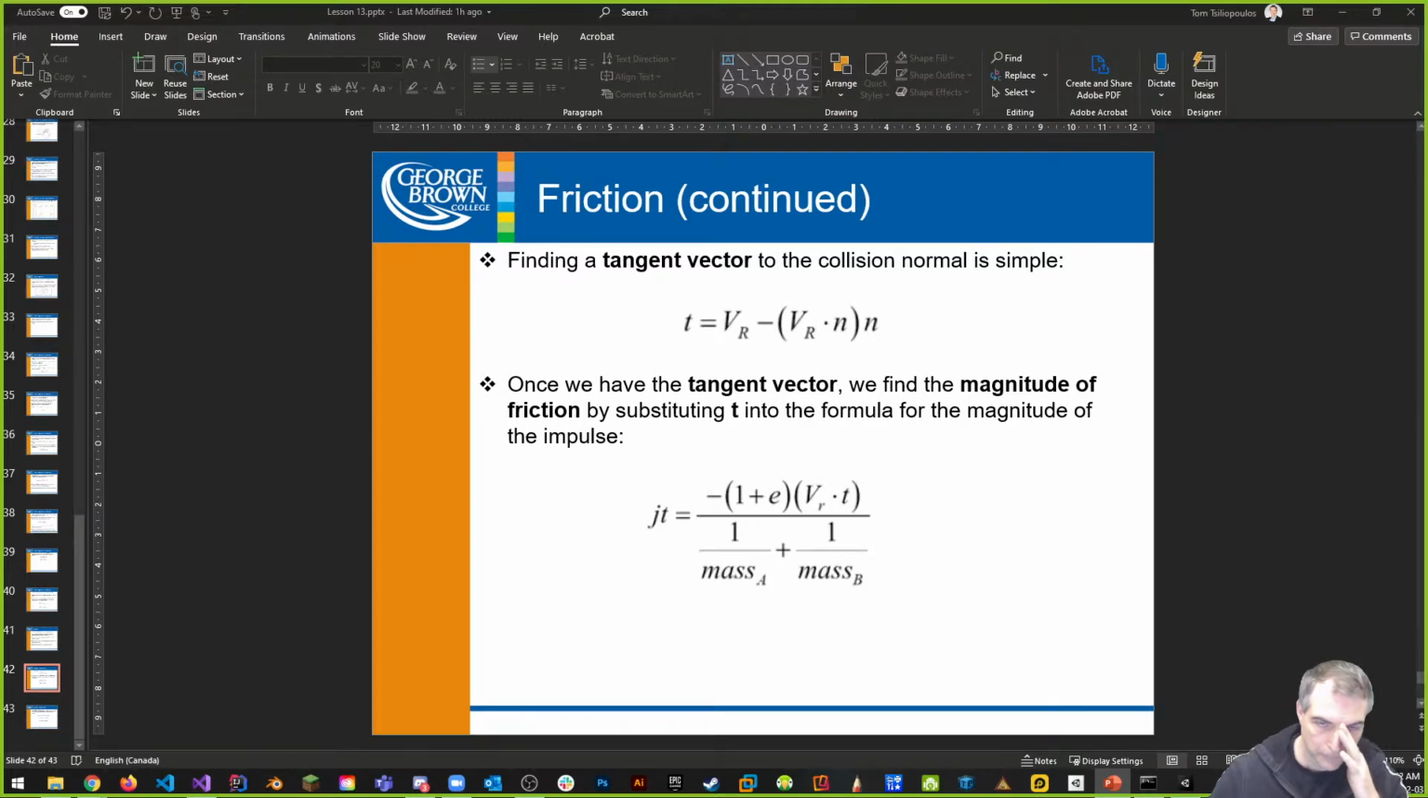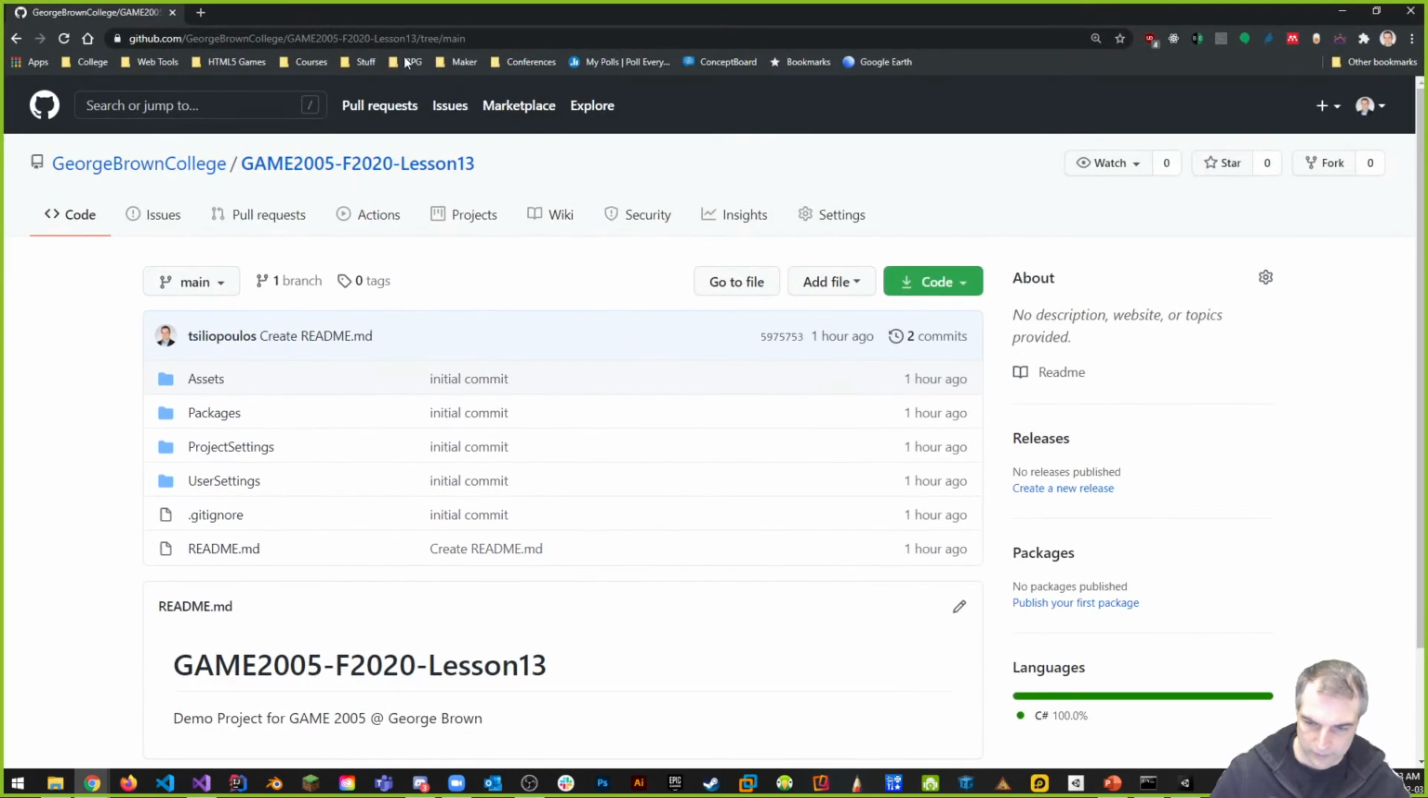Okay. So let's move into the Unity demo. What I've got is up online. This is up online for you to download. The link is up on Blackboard, which is if you go to George Brown College on GitHub /GAME2005 F2020 lesson 13. There is this little starter.